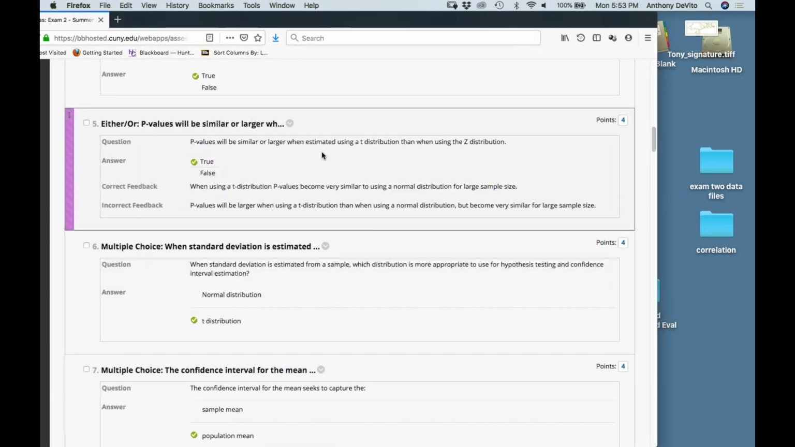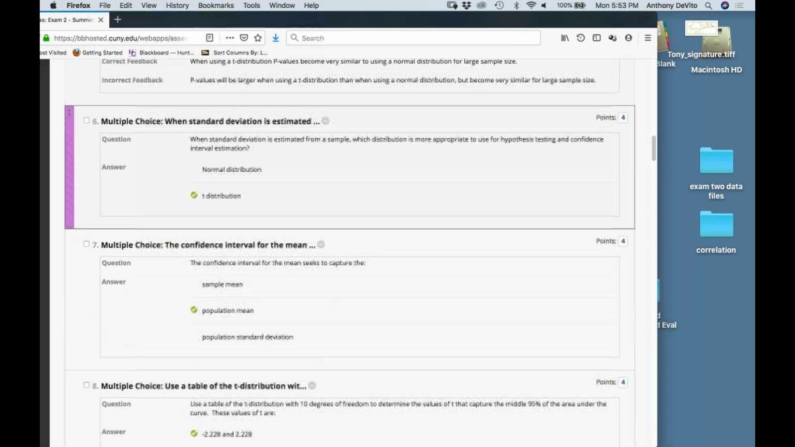Okay, so p-values are similar or larger when estimated using a t-distribution than when using the z-distribution. If the sample size is big, they're similar to the z-distribution. If the sample size is smaller, they can be quite different from the z-distribution, but they'll always be larger. So that's true.